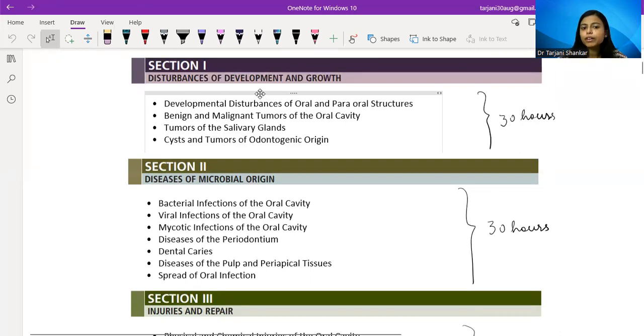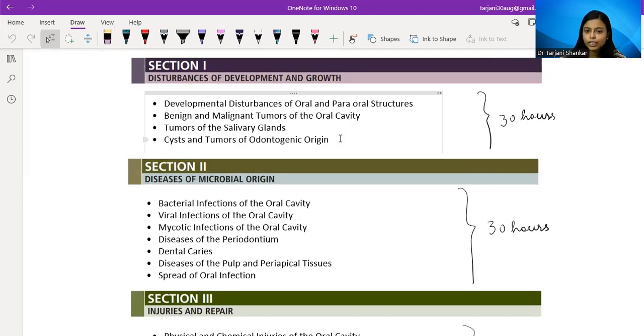So first would be developmental disturbances of oral and paraoral structures. Then we'll have benign and malignant tumors of the oral cavity. Then tumors of the salivary gland, and finally cysts and tumors of odontogenic origin. So all these will approximately take up to 30 classes or 30 hours, as you can see.